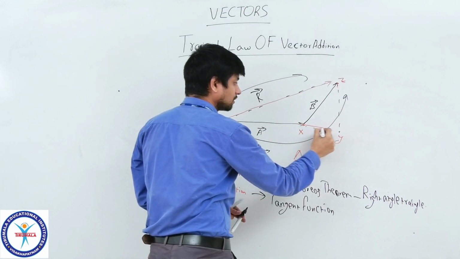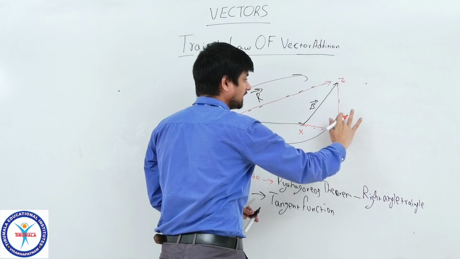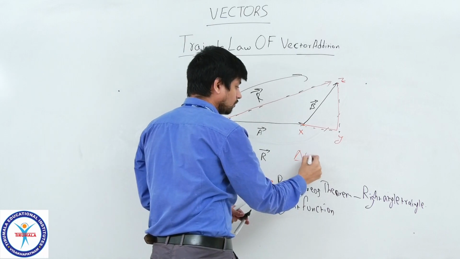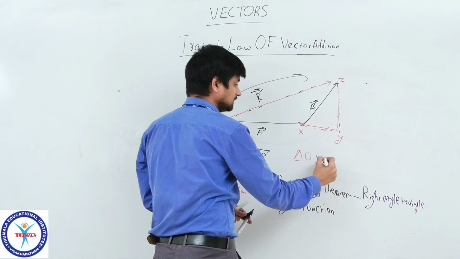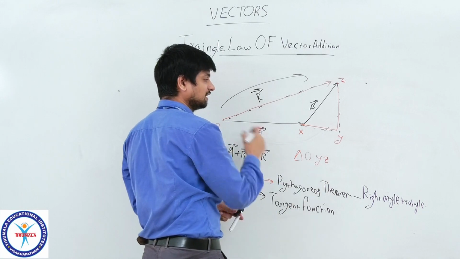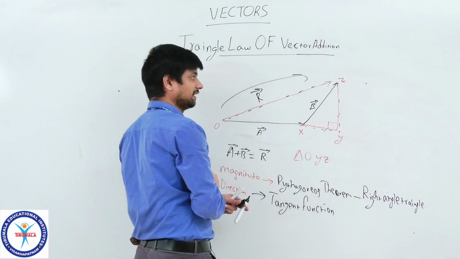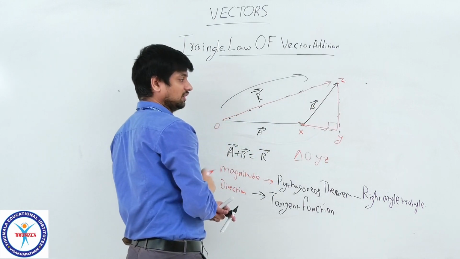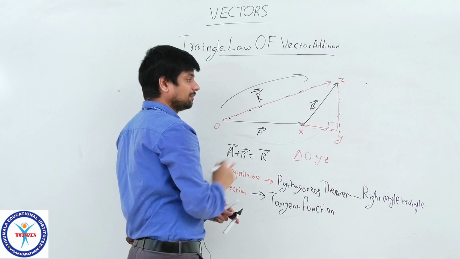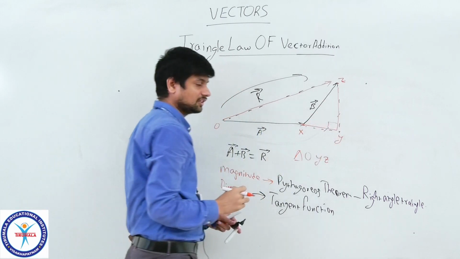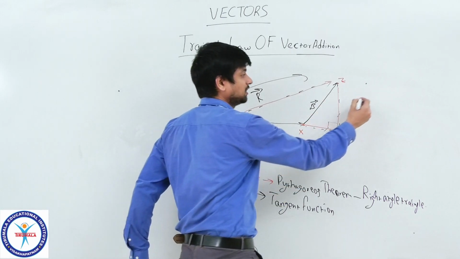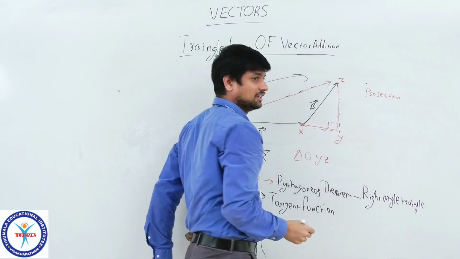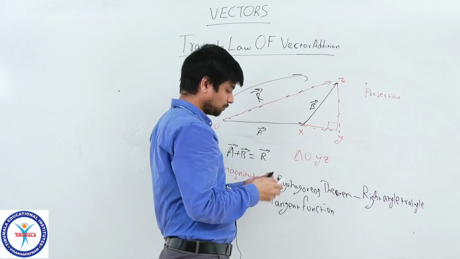Triangle OYZ is forming a right angle triangle. Look at this, B has been changed in this way. So that I got a right angle triangle. But how will I get this one? So here I am using the concept of projection. What does it call? Projection.